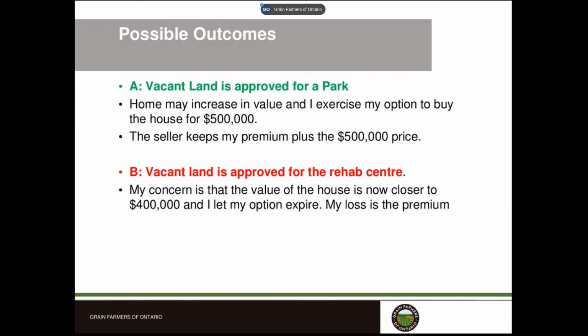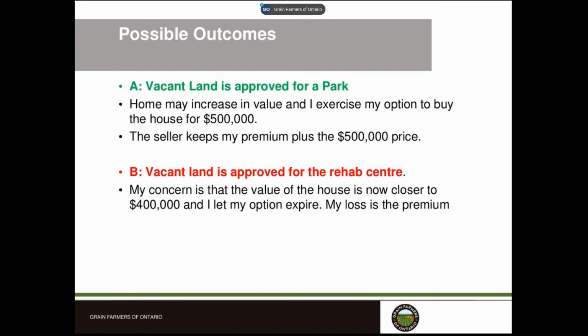So, okay, here are the possible outcomes. The vacant land is approved as a park. So the home may actually go up in value, because a lot of people now say, wow, nice park across the street. I don't have to worry about neighbors there. It's kind of a nice little touch. So that could actually affect the property price of your house.